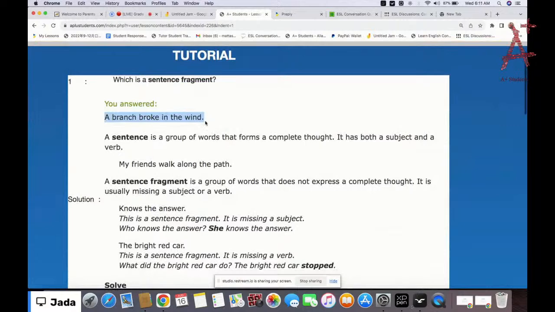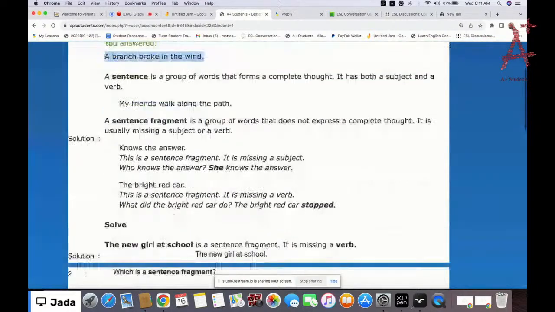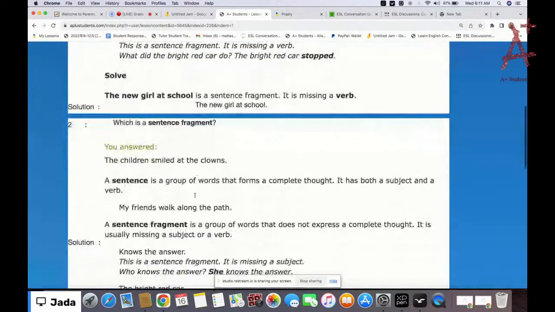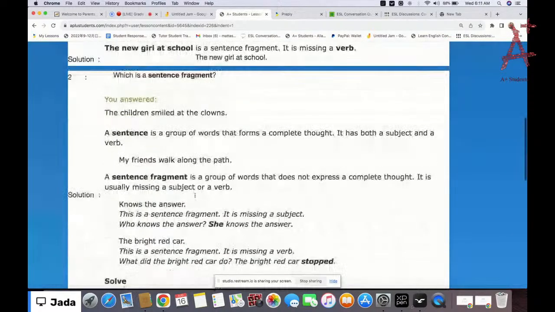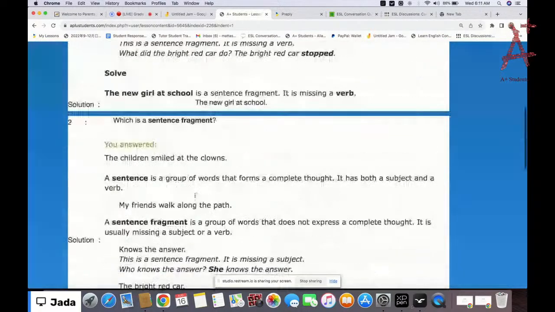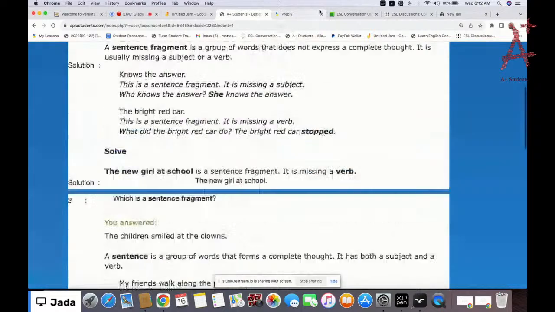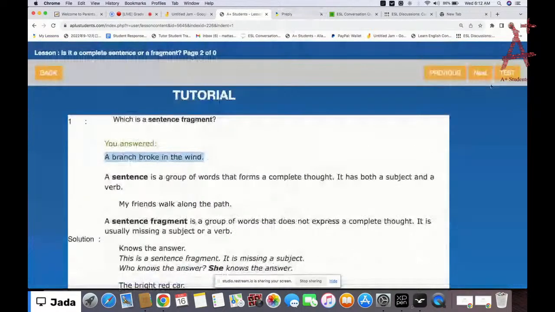The children smiled at the clowns. Is it a sentence fragment? No, because it makes sense. The children, as in the subject, and what are they doing? They are smiling. So it makes good sense. It's correct. It's not a sentence fragment. Okay? So let's move on to the test now.